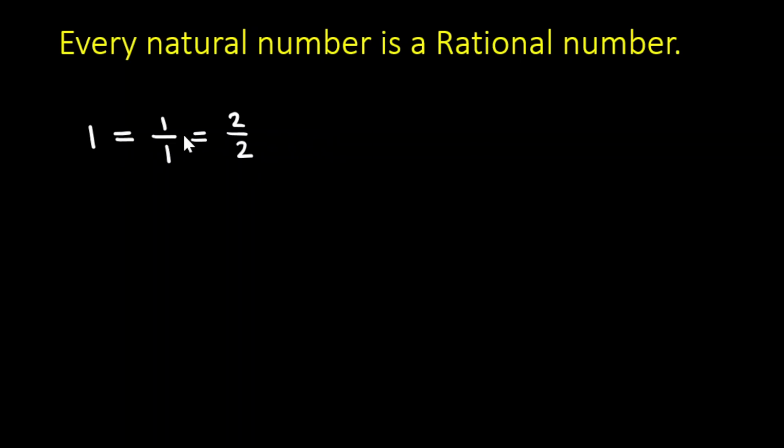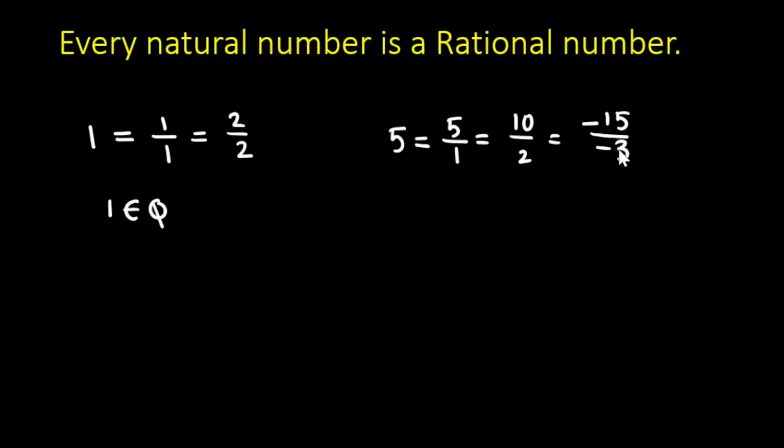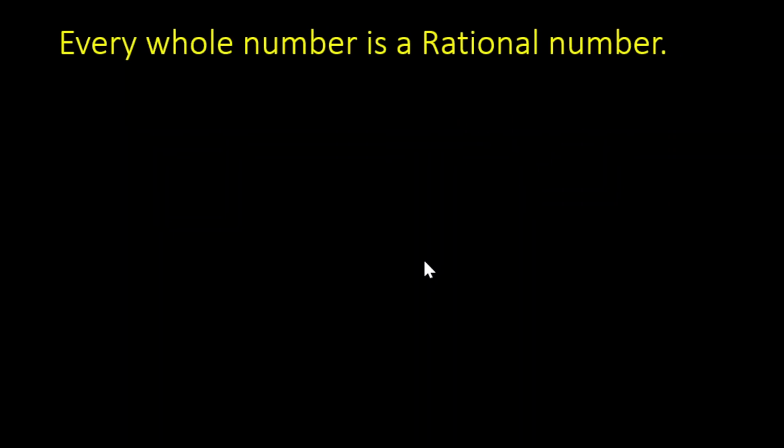So because 1 can be written in the form of p by q, where p and q are integers and q not equal to 0, 1 is a rational number. Not only 1, we take any natural number. For example, we take 5. 5 is also a rational number. Why? Because it can be written as 5 by 1, or even we can write 10 by 2, or even we can write minus 15 by minus 3. That's why 5 is also a rational number. So we can decide that every natural number is a rational number.